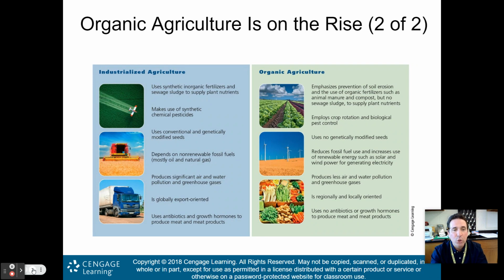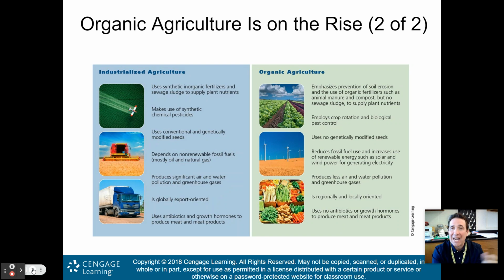Depends on non-renewable fossil fuels, right? Mostly oil and natural gas. Produces significant air and water pollution and greenhouse gases. Yes, industrialized agriculture produces air and water pollution. It's globally export oriented, and it uses antibiotics and growth hormones to produce meat and meat products.